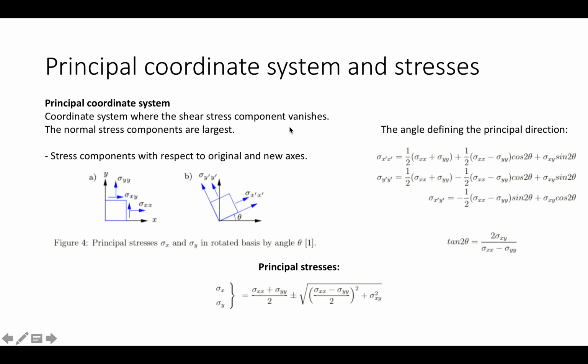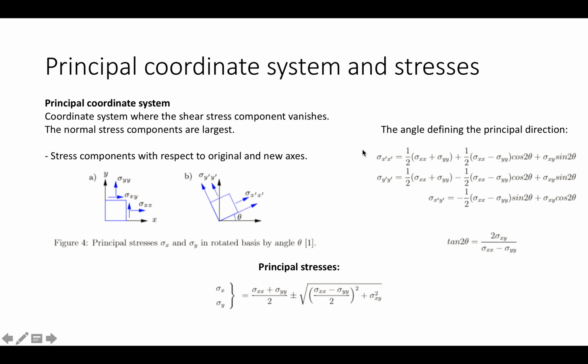Okay, the principal coordinate system. As said previously, this is the coordinate system where the shear stress components vanish, and obviously here we also have the largest normal stresses. Again we consider the rotation of the coordinate system, but now you see in the rotated case, there are no shear stresses.